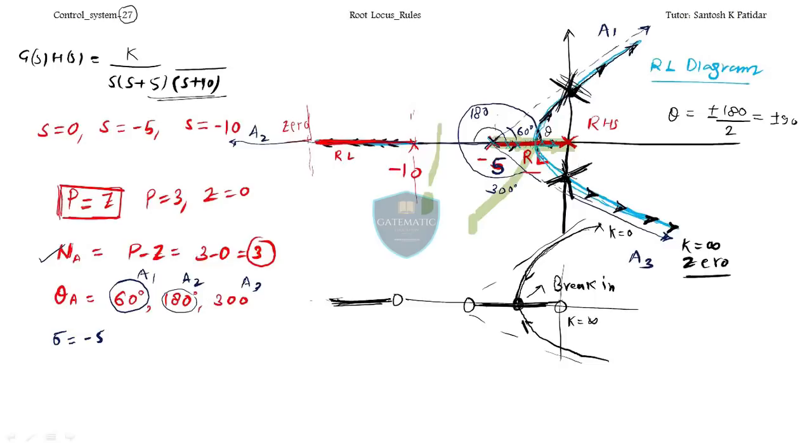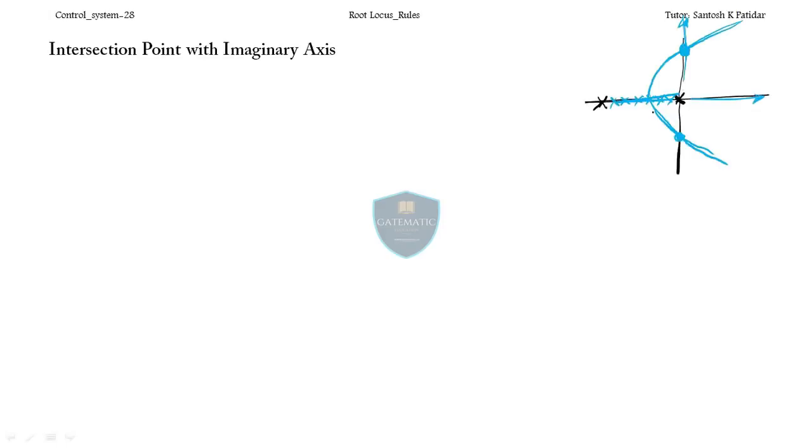So I have a procedure: intersection point with imaginary axis. Okay. Let me draw the diagram. So here is the diagram. Suppose this is the root locus, this is the RL branch, definitely it's crossing over here the imaginary axis, and our point is the intersection point with the imaginary axis. How to find it, what is the procedure?